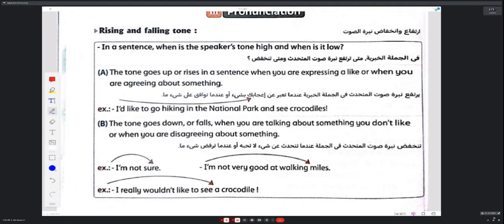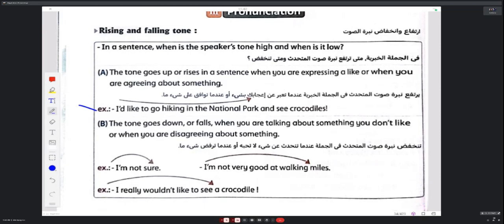For example, the tone goes up or rises in a sentence when you are expressing like or when you are agreeing about something. I'd like to go hiking in the national park and see crocodiles. Because he wants to see crocodiles, the tone is rising here, but the tone is going down here. Now, can you do this, Luigi?